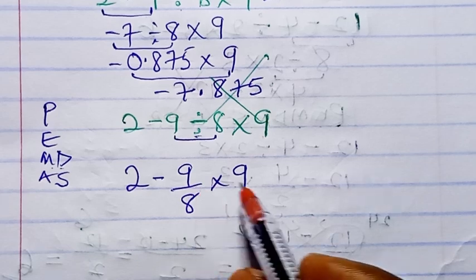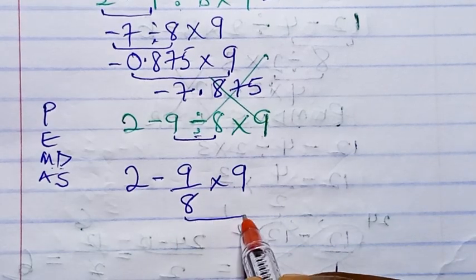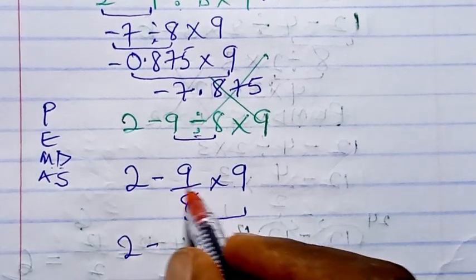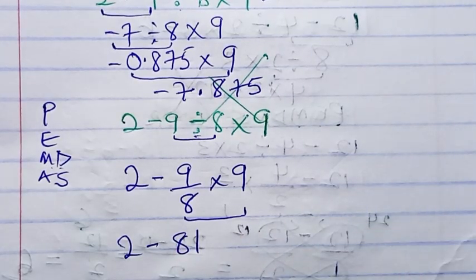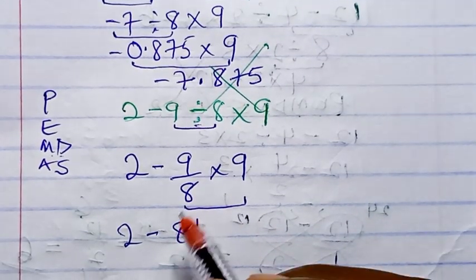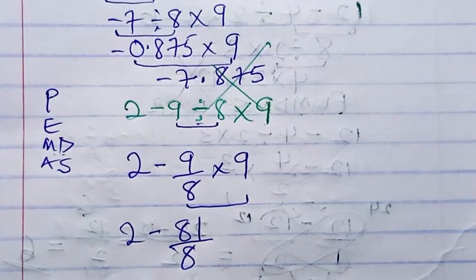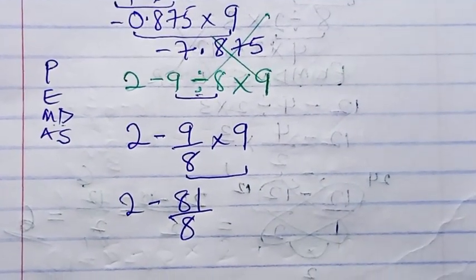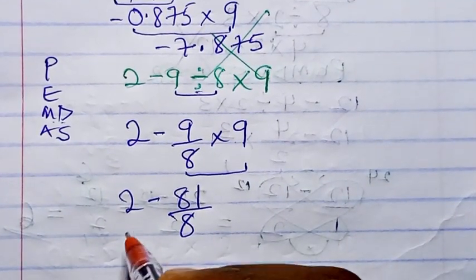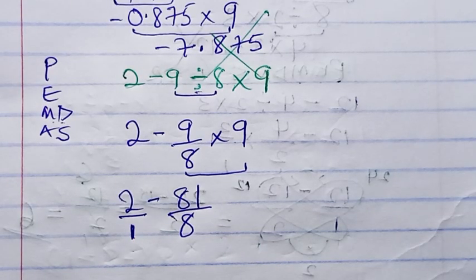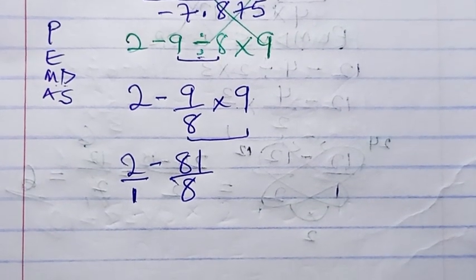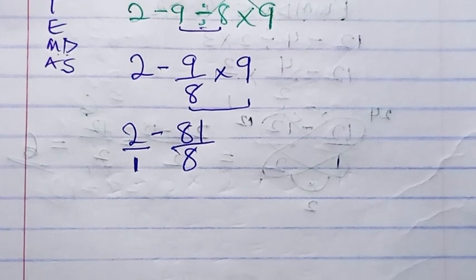Okay, so let's multiply this. So 9 times 9 is going to give us 81 over 8. Now we have a fraction method for this question already. So let's put over 1 here to make the fraction easy for us. So we are going to use the LCM method to solve this question. So let's see the LCM method.